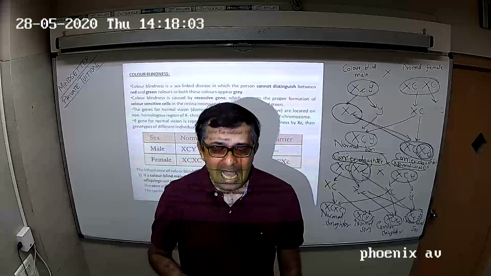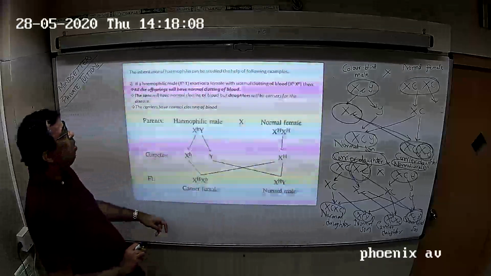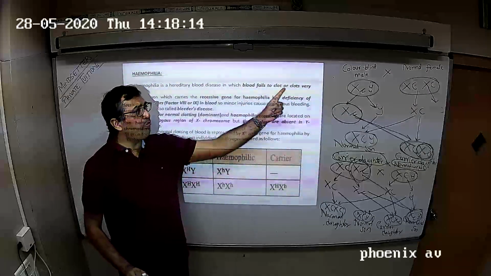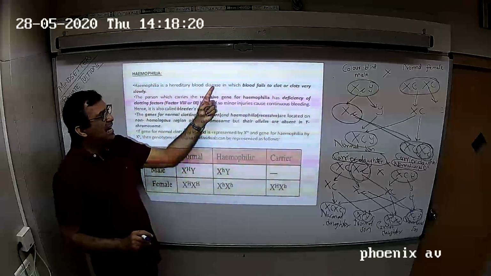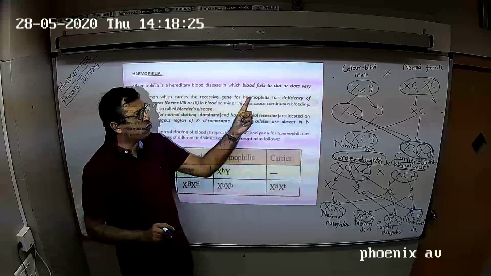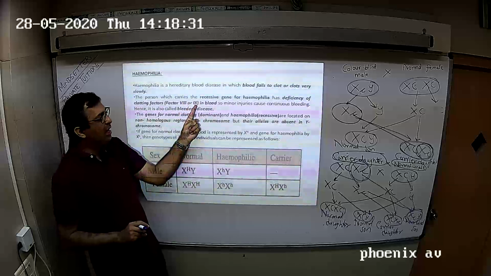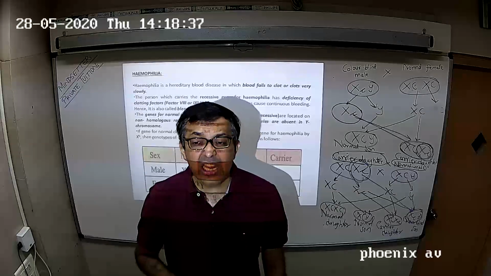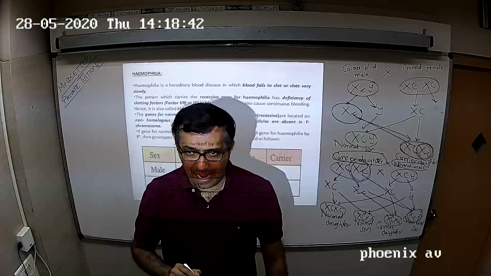Beautiful example. Similarly, we have another disease which is called hemophilia. Hemophilia is a hereditary blood disease in which the blood fails to clot or clots very slowly. Person has a recessive gene for hemophilia which has deficiency of clotting factor 8 or 9 in the blood. Blood clotting के लिए there are 13 clotting factors, and 13 clotting factors will help in clotting of blood.